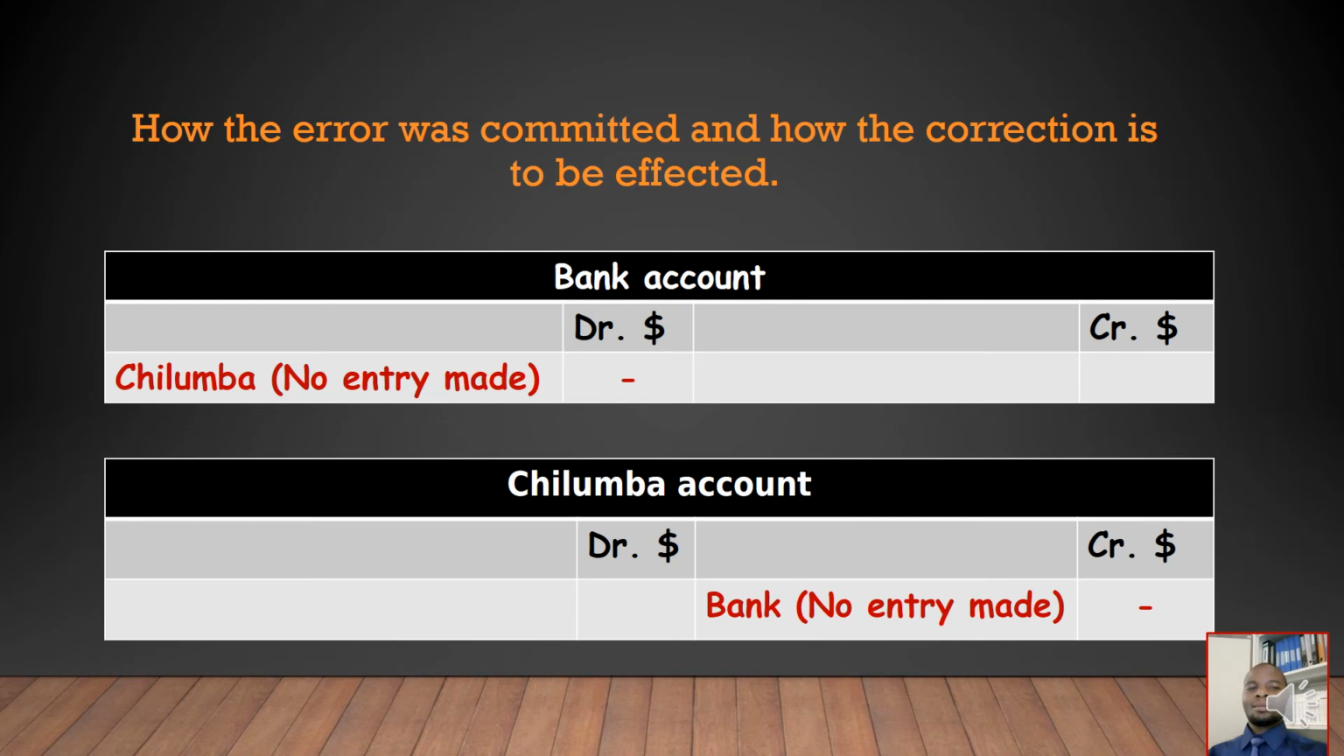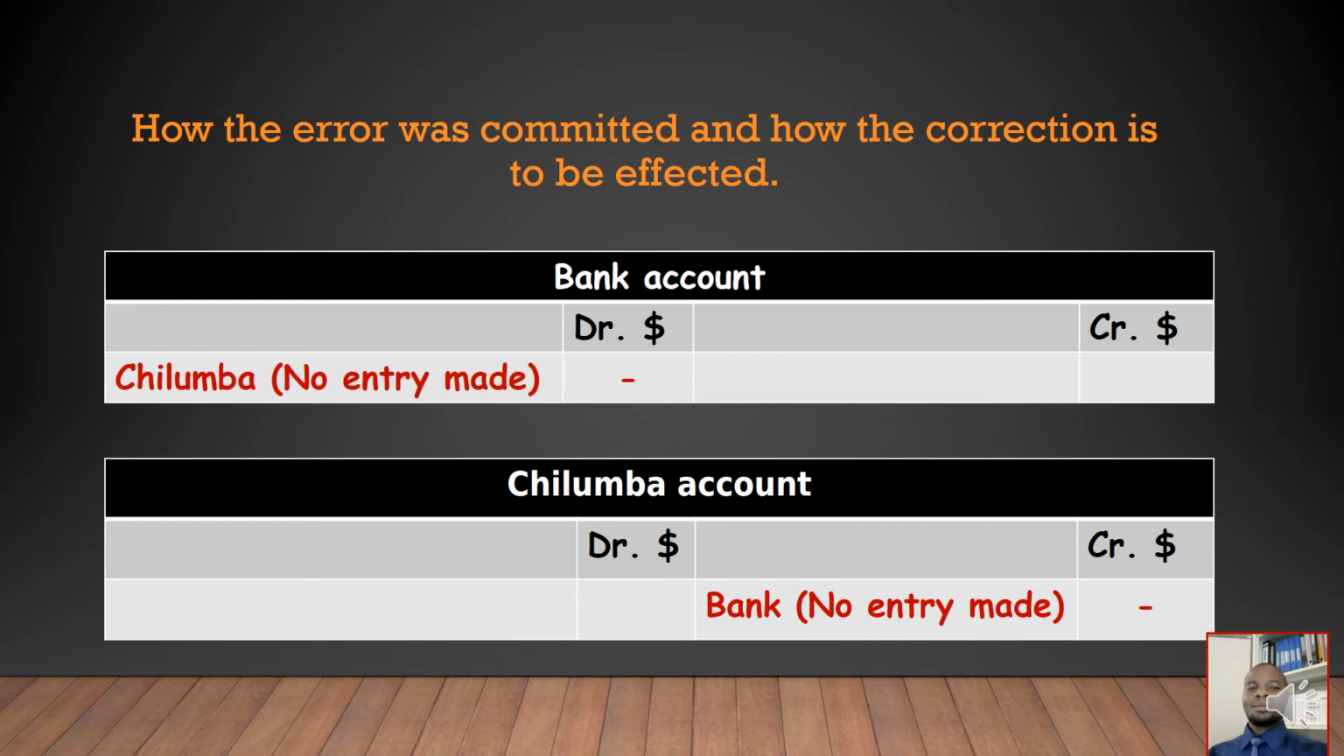This is how the error was made. The entry in the bank account should have been made on the debit side because this cash was received in the business. At the same time, Chirumba account, which is an account of a debtor, should have been credited. So what are we saying?